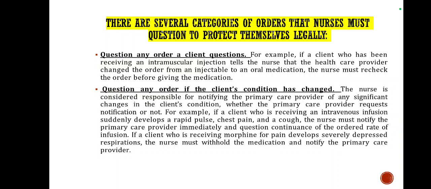So, for example, if a client who is receiving an intravenous infusion suddenly develops a rapid pulse, chest pain, and a cough, the nurse must notify the primary care provider immediately and question continuance of the ordered rate of infusion. If a client who is receiving morphine for pain develops severely depressed respiration, the nurse must withhold the medication and notify the primary care provider. So, if there are instances that the patient has allergic reactions or any adverse reactions from the medications, we are allowed to stop the medication. However, if you stop the medication, you have to refer it or notify the physician.